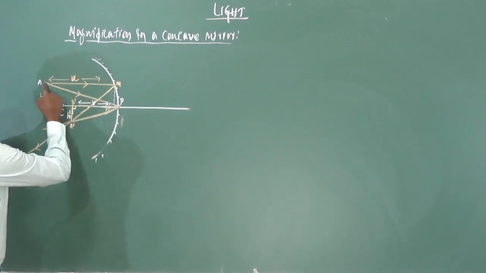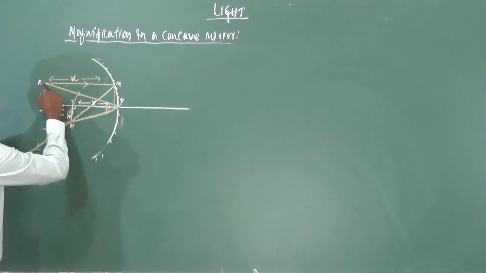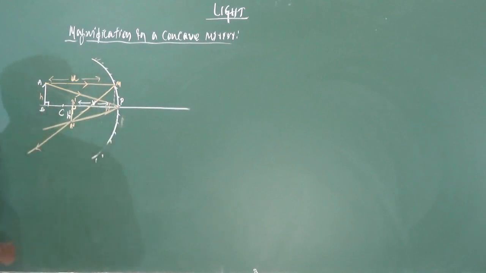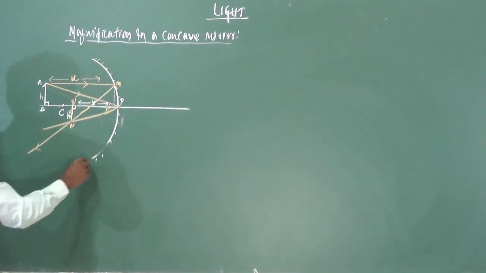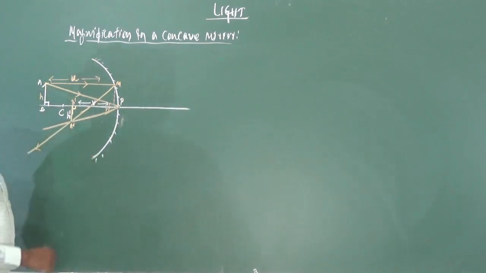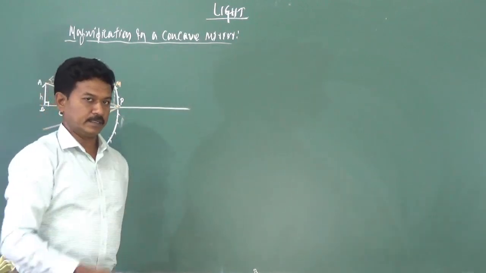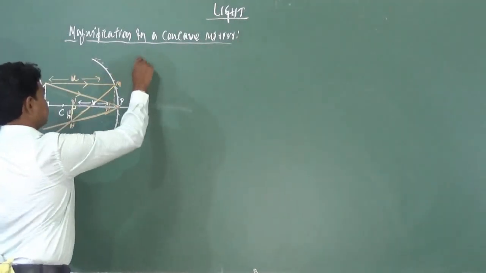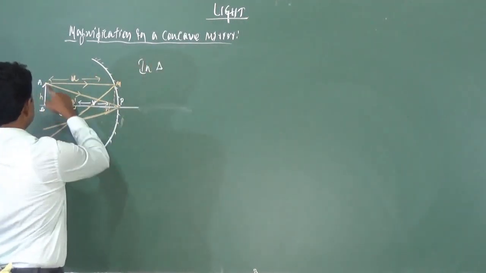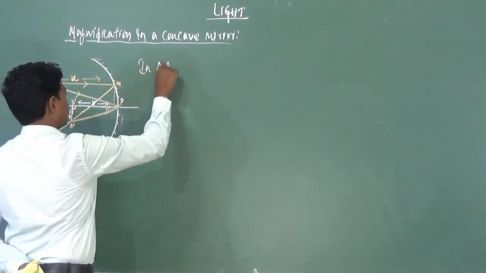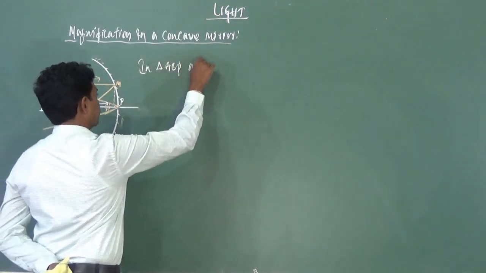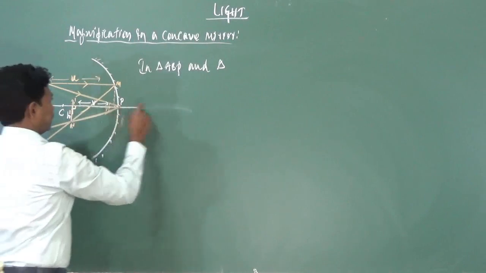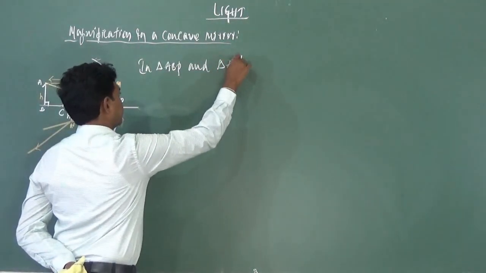We will take these two triangles. ABP is one of the triangles and A dash B dash P is another triangle. So according to the knowledge of similar triangles that we learned in yesterday's class, we will apply that. So in triangle ABP and triangle A dash B dash P.